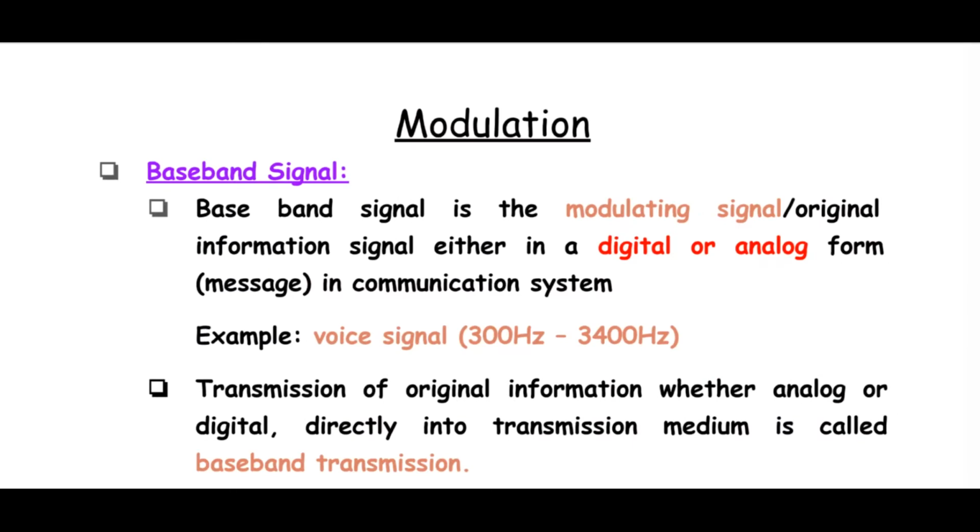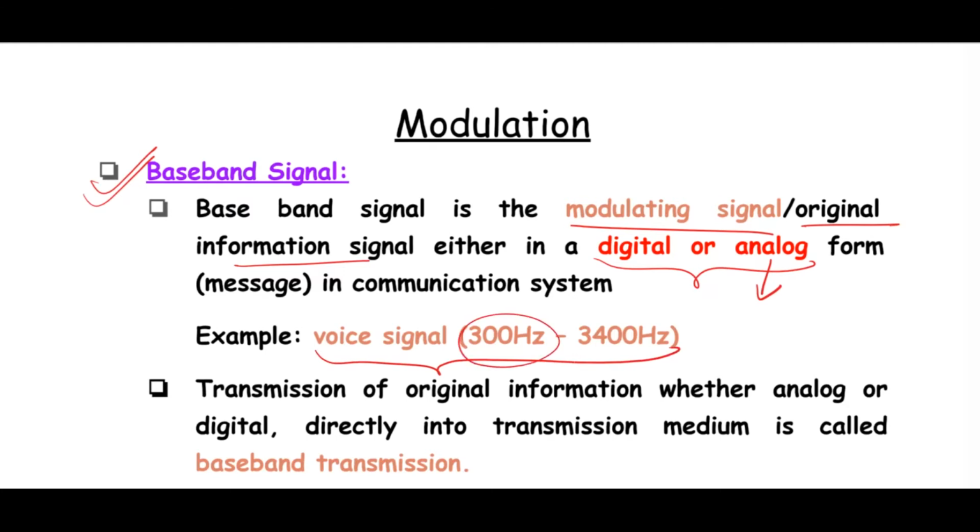First is the baseband signal. Baseband signals are nothing but the modulating signals, or you can say the original information to be transmitted. It can be in digital or analog form. Here we are concerned with analog information, because we are studying analog communication only. For example, voice varies from 300 hertz to 3400 hertz. Generally we don't transmit baseband signals directly over long distances, but for short distances they may be transmitted, and this type of transmission we call baseband transmission.